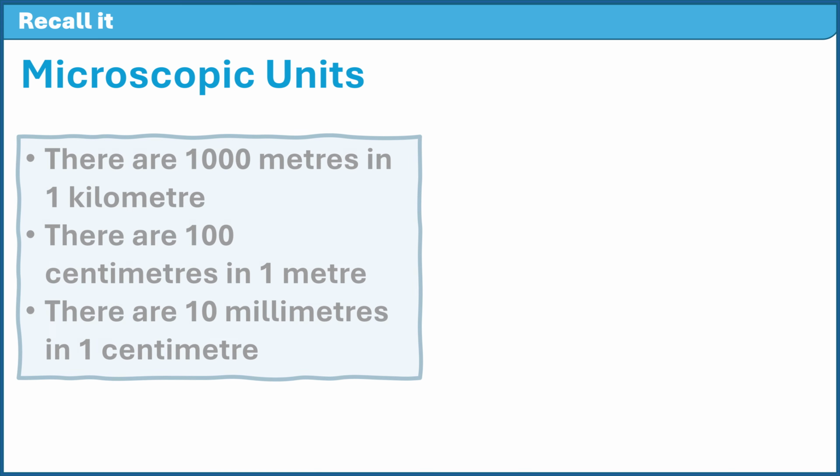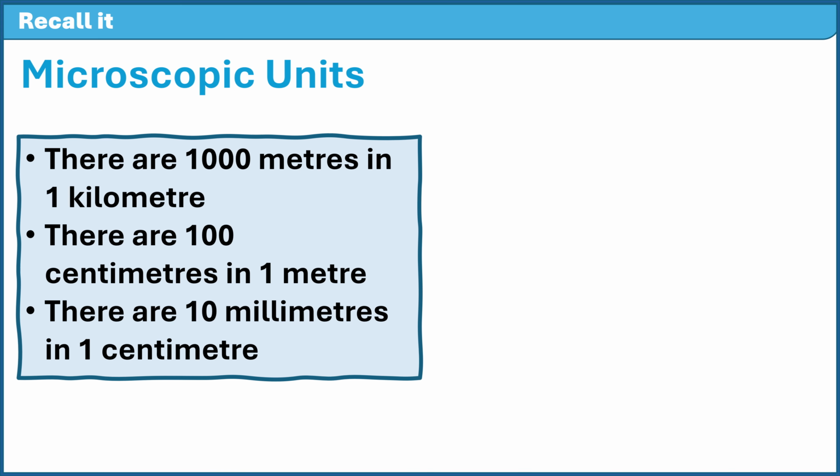In everyday life, we measure things using units like meters, centimeters, and millimeters. These are ideal for objects we can see and touch, like the height of a door or the length of a pencil. But in biology, we often explore structures that are far too small to be seen with the naked eye, such as cells, organelles, and molecules. To study these, we use microscopic units.